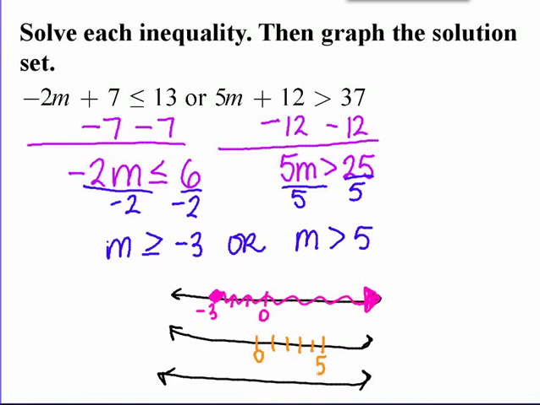Here's 5. What type of circle on 5? Open. Which way do I shade? Right. Now let's go ahead and do our final solution. We'll do those in red.